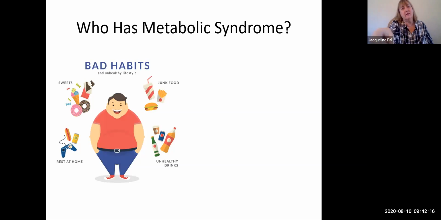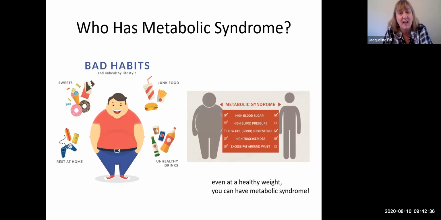Well, it's all very easy for all of us to point the finger, and y'all can point the finger at me and go, oh, your bad habits, you're eating sweets all the time, or junk food, or having sodas, and you're not exercising. But I want you to realize not everybody who looks like that has bad habits, and not everybody who doesn't look like that doesn't have bad habits.